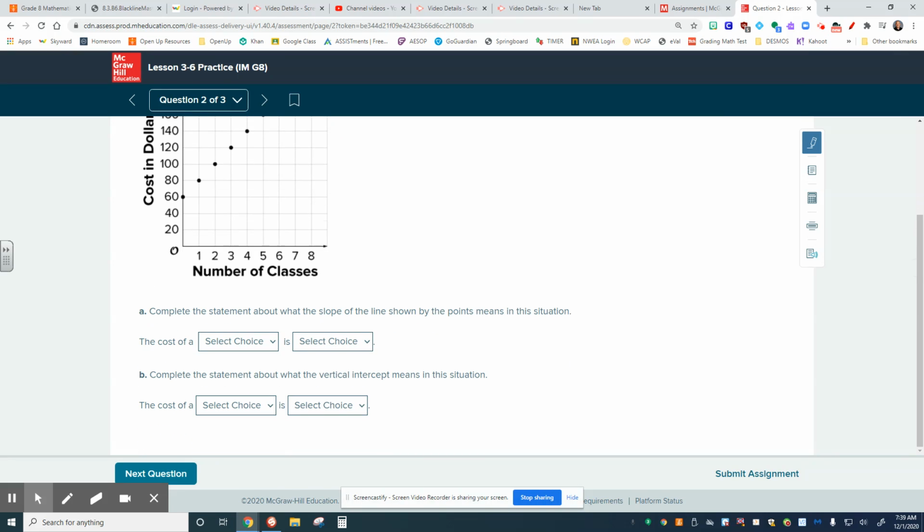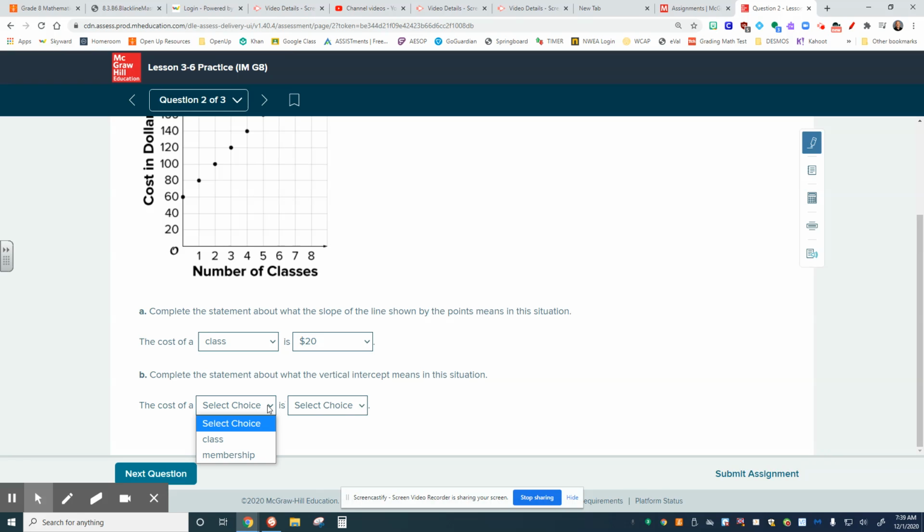Compare the statement about what the slope of the line shown and the points mean in this situation. The cost of a class is $20. Complete the statement about the vertical intercept. So now we're talking about right here, we're talking about that 60. Before we were talking about the slope, and we know the slope is the cost per class. So now we want to talk about the intercept. Go ahead and mark those right here.